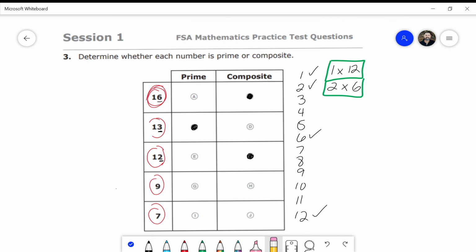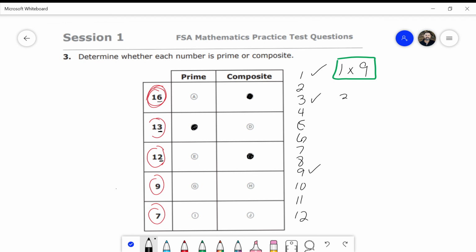And then we go to the next one, the number 9. We know 1 always works, 1 times 9, so I can check that off. So I have one set. And because I know my facts, I know that 3 also works. 3 times 3. So that's another set. I didn't have to try 2, just trying to find factors that work. So that's 2 sets. So that is also composite.